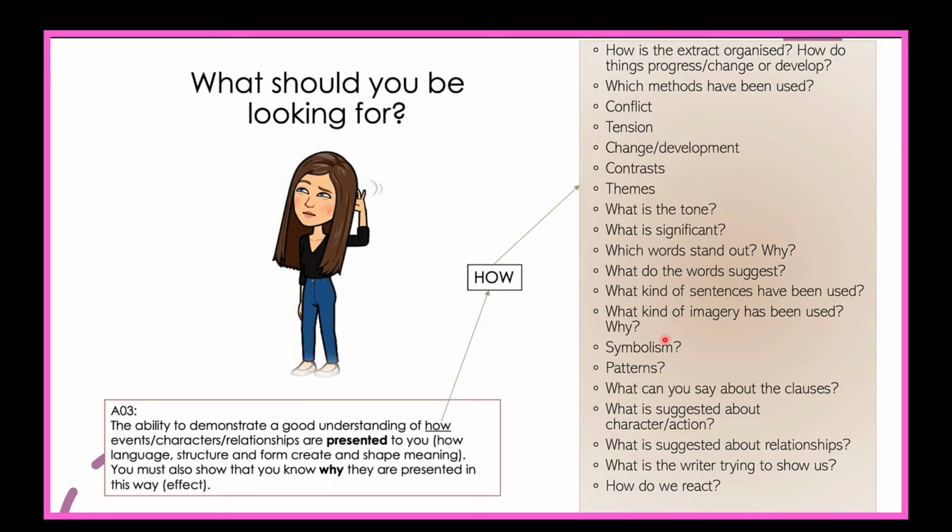Patterns are a really easy way of not only helping yourself to find quotations that can be used together, but also they really help you with the organization of your ideas and the sophistication of your writing. Grouping quotations together into patterns is a really sophisticated thing to do. And then you've got things like clauses, so you can talk about sentences and the clauses. You can think about imagery, particular words, any contrast or conflict, or if there's tension. So there's a wealth of things to pick out of any extract. It's just for you to decide what it is that you can see, but also what you can actually talk about in an essay format.